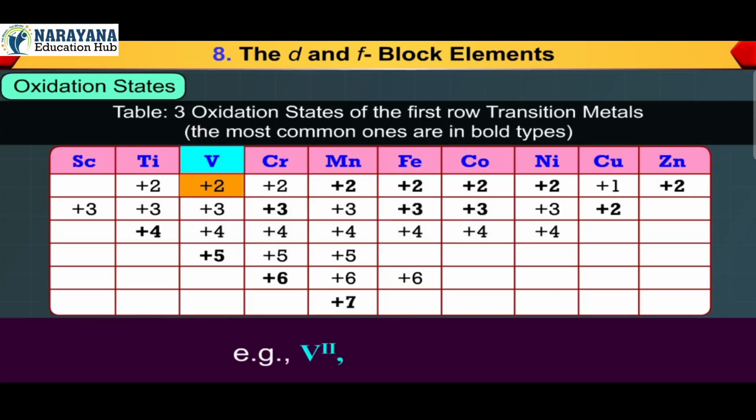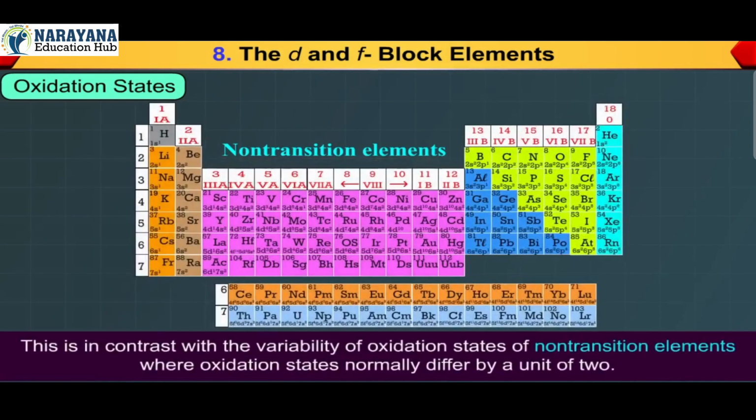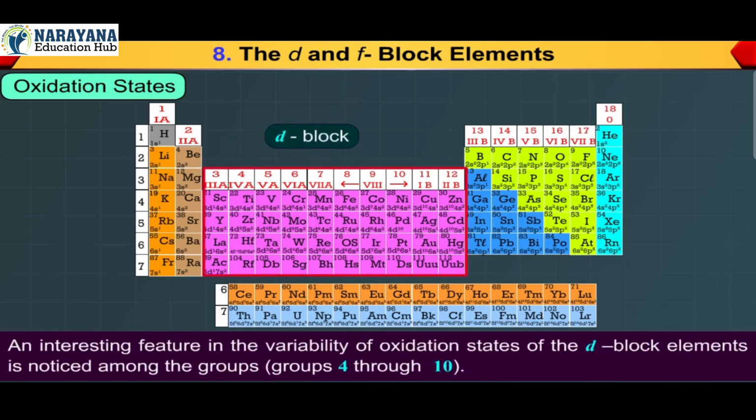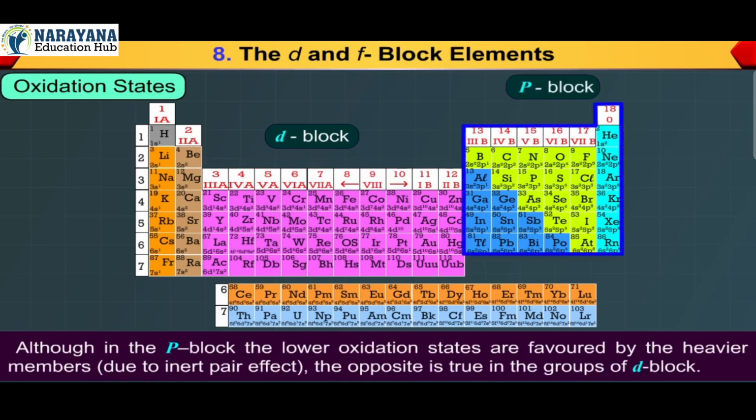For example, V(II), V(III), V(IV), V(V). This is in contrast with the variability of oxidation states of non-transition elements, where oxidation states normally differ by a unit of 2. An interesting feature in the variability of oxidation states of the d block elements is noticed among the groups, that is, groups 4 through 10. Although in the p block the lower oxidation states are favored by the heavier members, due to the inert pair effect, the opposite is true in the d block.